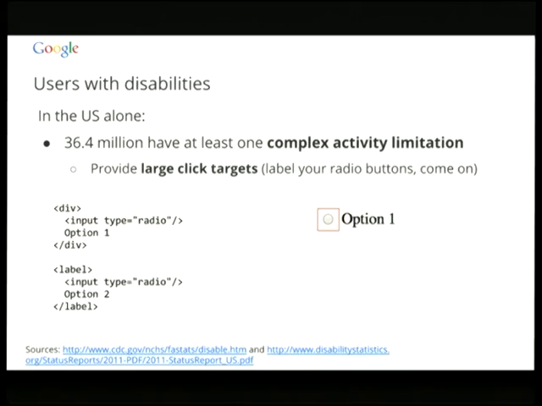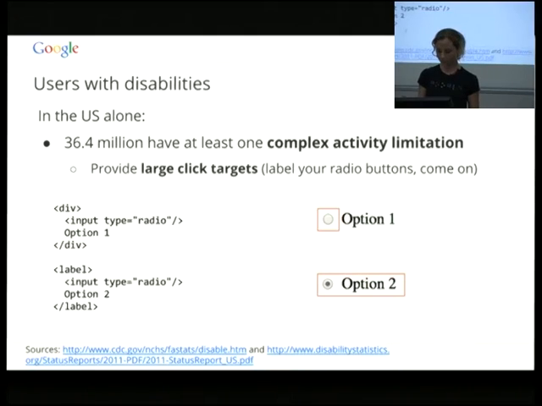All you need to do is put a label on it, and then you get this click target instead. So this works well for regular users like me who just really hate fiddly interfaces. It works well for people who physically can't even hit a small click target. And it also helps for screen reader users because now that radio button is going to be labeled as option 2.